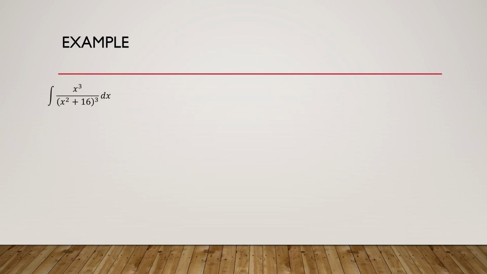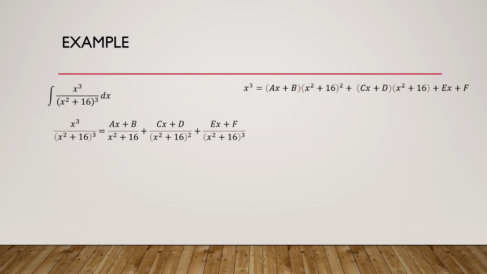As an example, let's solve the integral of x cubed over the quantity x squared plus 16 cubed. We first deconstruct the integrand into ax plus b over x squared plus 16, plus cx plus d over the quantity x squared plus 16 squared, plus ex plus f over the quantity x squared plus 16 cubed. This makes x cubed equal to ax plus b times the quantity x squared plus 16 squared, plus cx plus d times x squared plus 16, plus ex plus f.